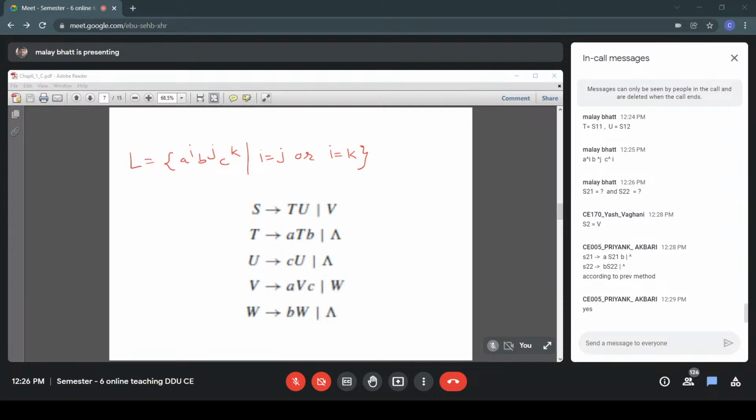Actually, it should be S21 gives A S21 C or null, right? Because A and C are equal. And then for S22, you are writing B S22 C because B is independent. Okay, now only small problem is how we move from S21 to S22. You need one extra rule. You cannot write null. Need one rule. A S21 because you are generating this inside. Are you getting it?